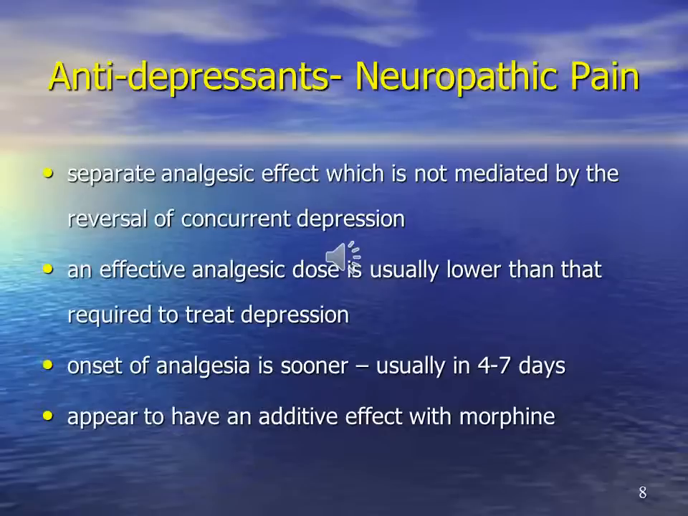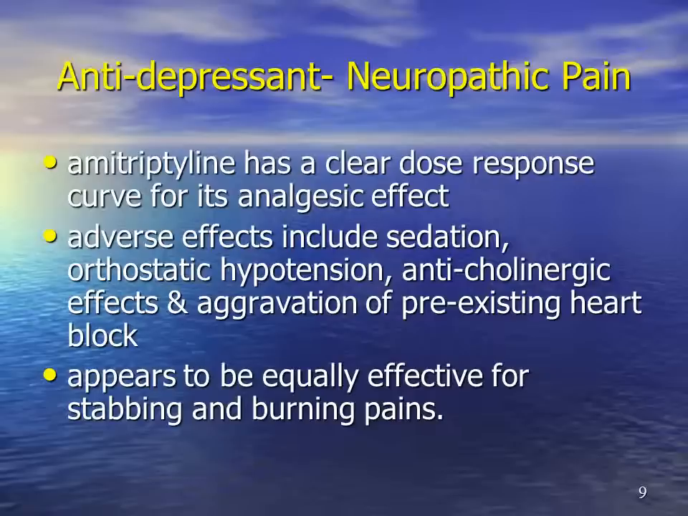And it, like the other co-analgesic, appears to have an additive effect with morphine. Amitriptyline has a dose-response curve for its analgesic effect, so hence the reason to try and push the dose up if you can. Adverse effects we all know, so sedation, dry mouth, orthostatic hypotension. If someone's got heart block, you're obviously of some concern because of the potential cardiotoxicity, and it appears to be equally effective for different types of neuropathic pain.